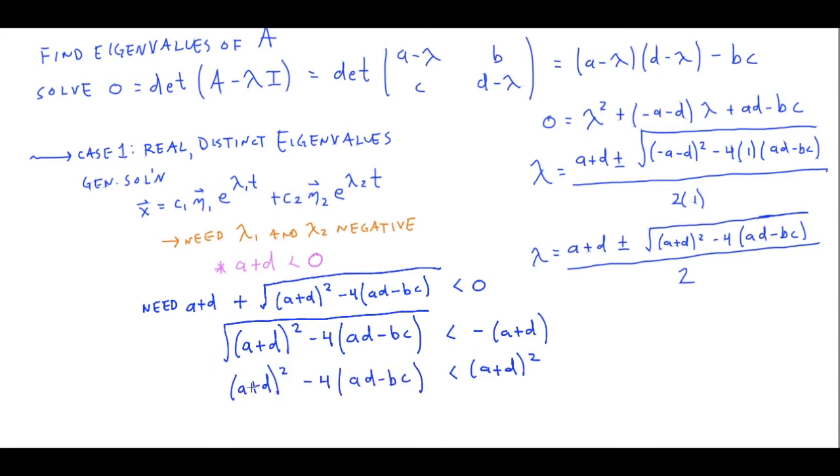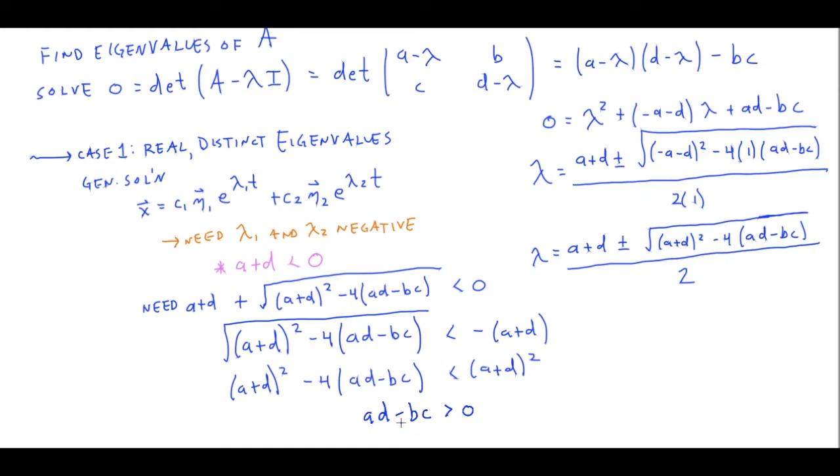Next, it's clear that I could cancel these a plus d square terms on both sides. That'll leave negative 4 times this quantity is less than 0. When I divide through by the negative 4, that will of course change the direction of the sign. So I think finally I'll have that the quantity AD minus BC must be greater than 0. I could move the BC over, but you'll probably recognize this as the determinant of my original coefficient matrix.